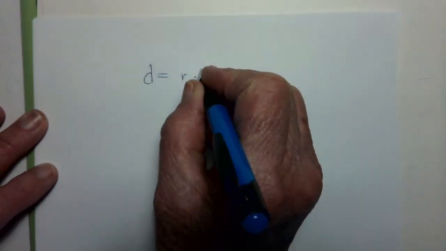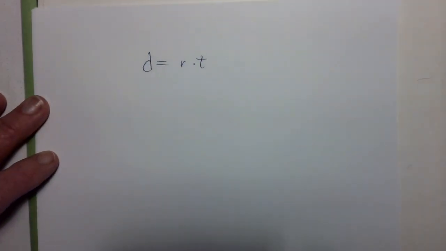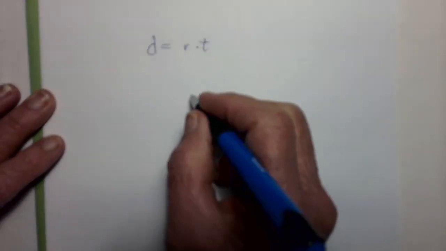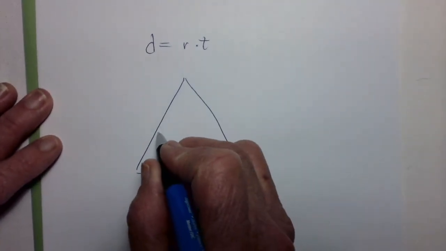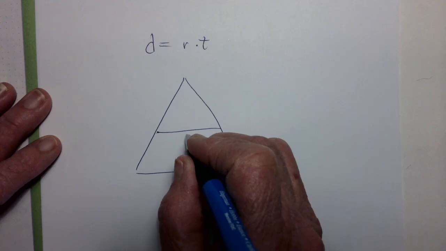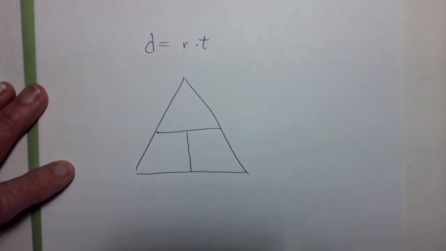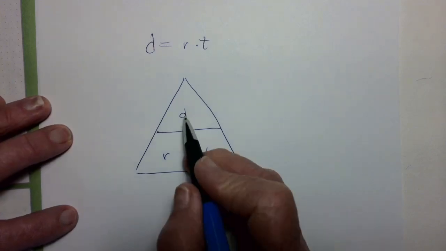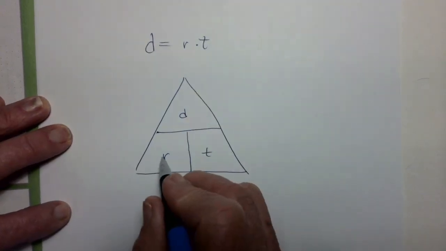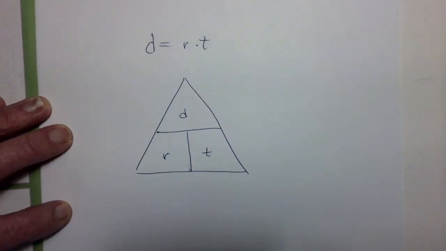Distance equals rate times time. And at another school, I did this. I made a little triangle, and I put a line this way, which means divide, and I put a line this way, which means to multiply. And I put the D here, and the R, and the T. So distance equals rate times time.